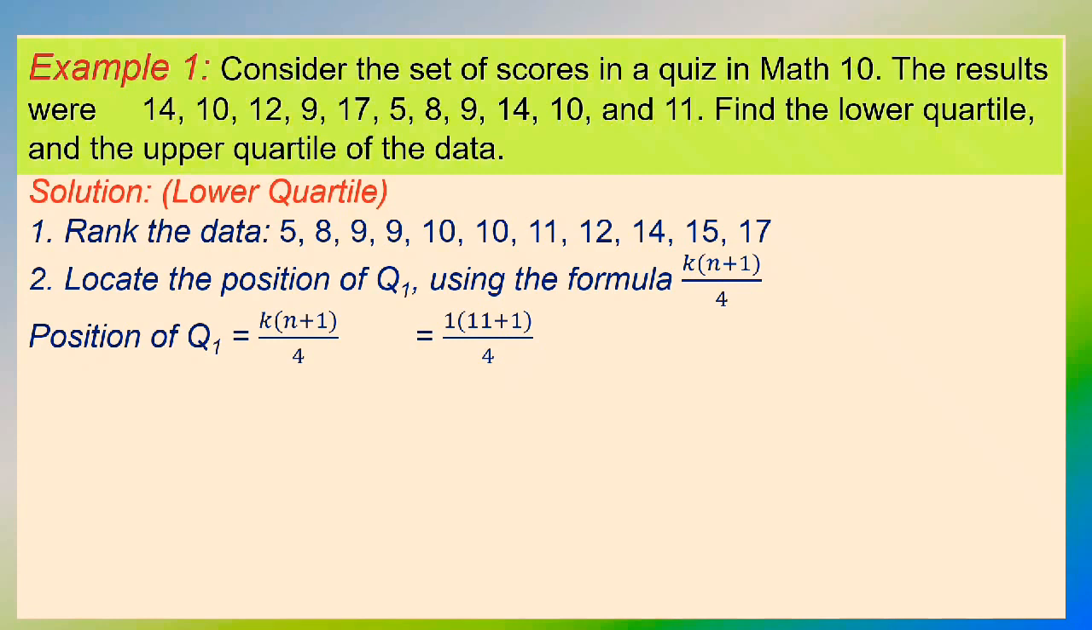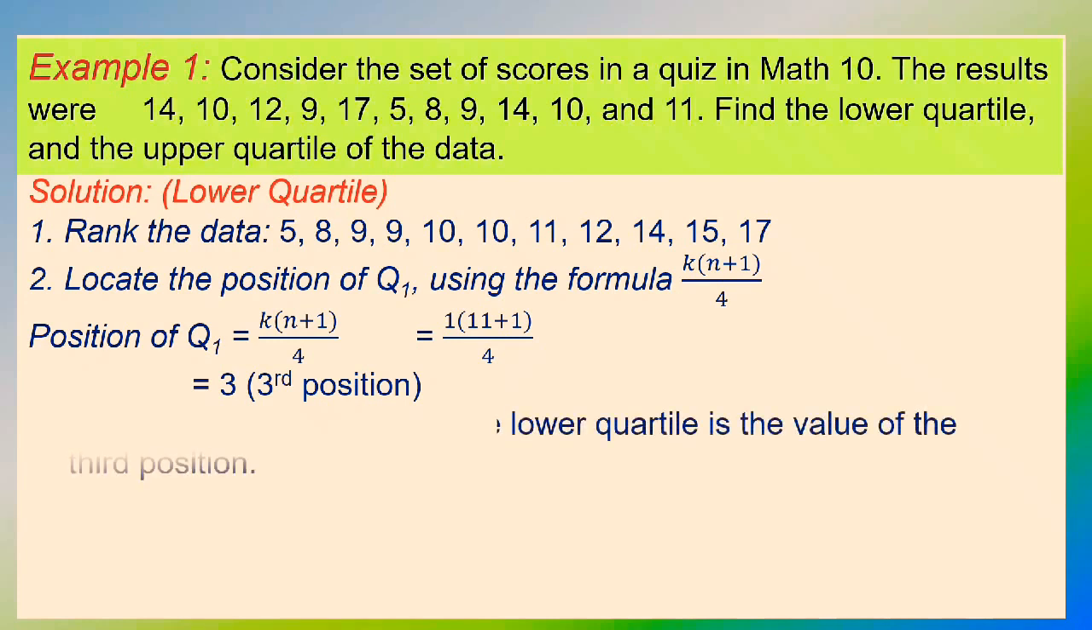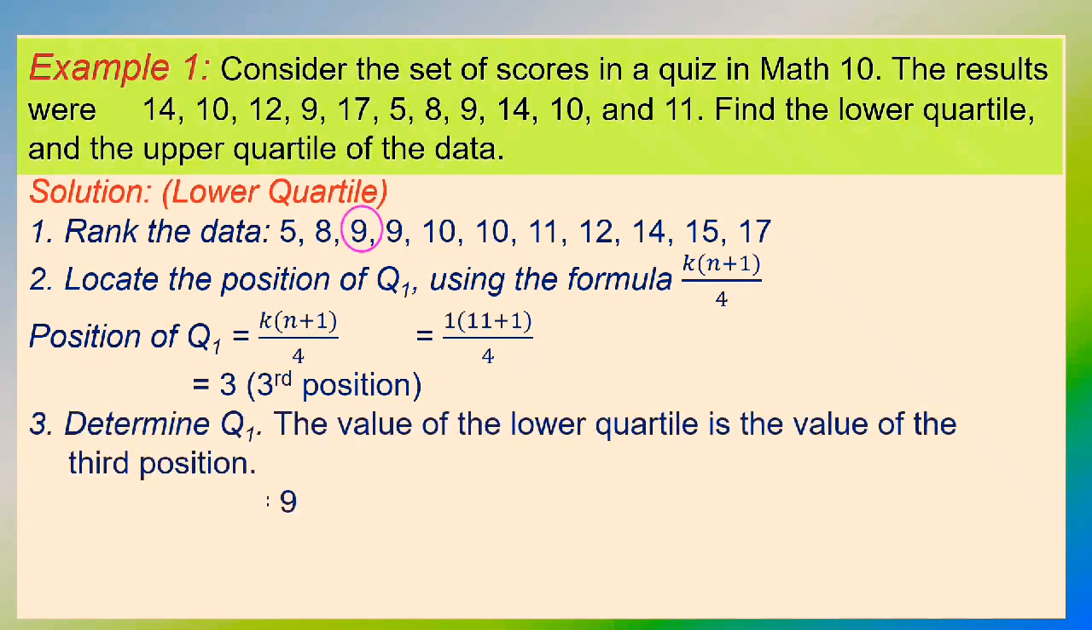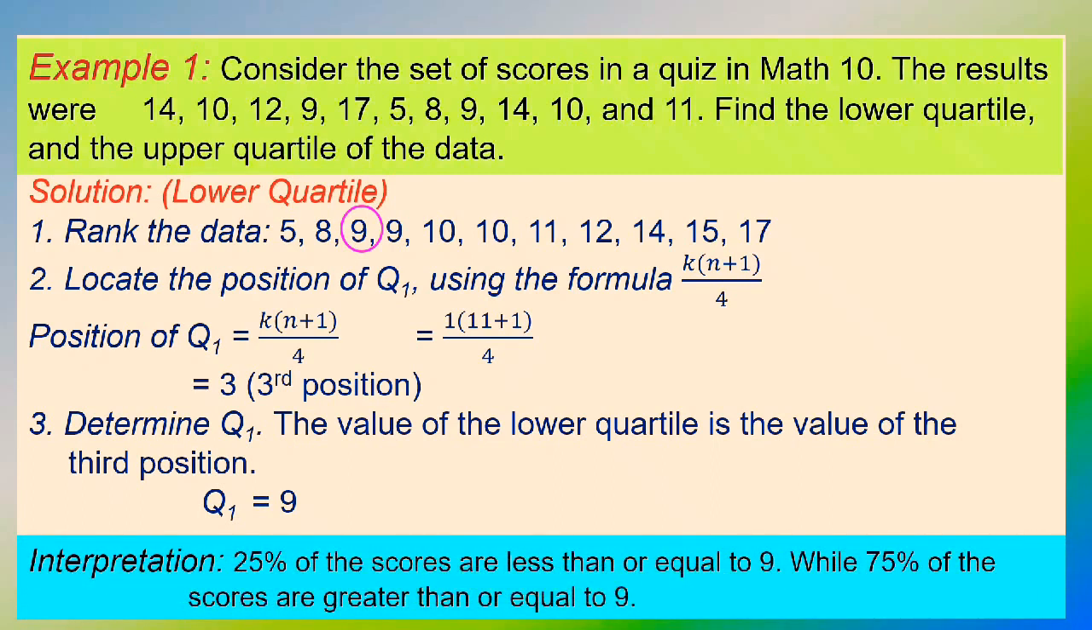So under the method that we have read, if we get an exact value, just directly count this position in our set of data. From left to right, we have 1, 2, and 3. So therefore, the first quartile is the third position, and that is equal to 9. By interpretation, this means that 25% of the scores are less than or equal to 9, while 75% of the scores are greater than or equal to 9.